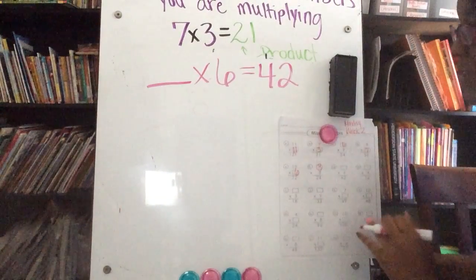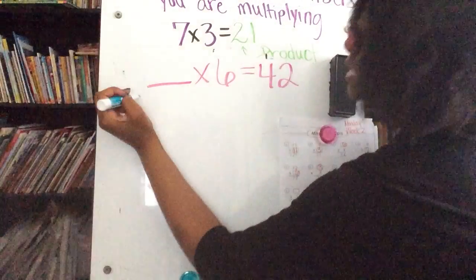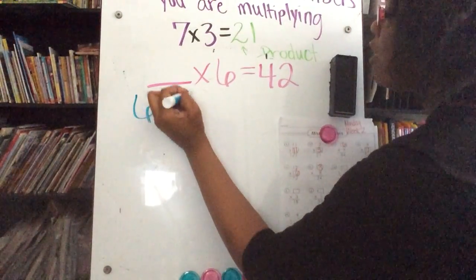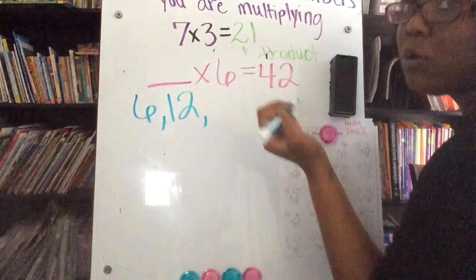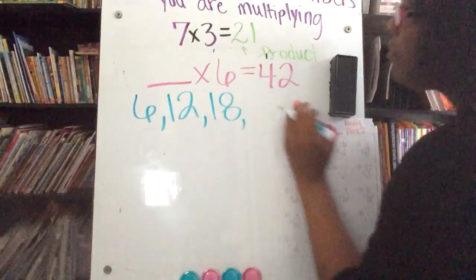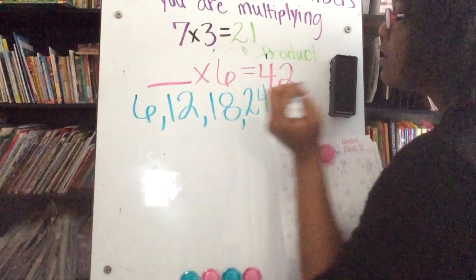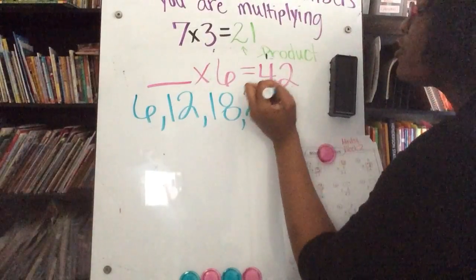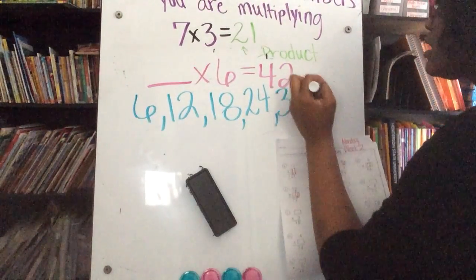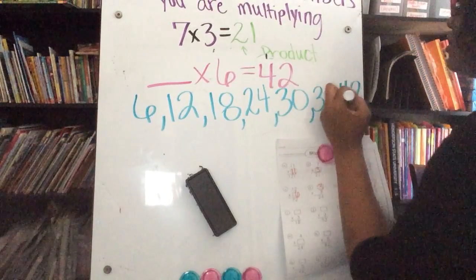Okay, let's skip count. The first number is 6. 6 plus 6, that's a double. 6 plus 6 is 12. Plus 6 more is 18. Plus 6 more is 24. Plus 6 more is 30. Plus 6 more is 36. Plus 6 more is 42.